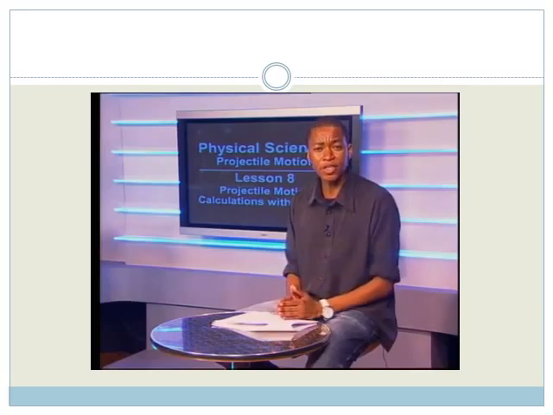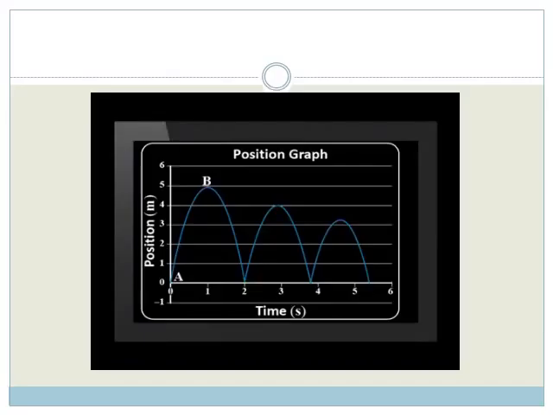We expected this answer. Look at the same interval in the position time graph. The ball moves from the ground up to 5 meters above the ground. In other words, its displacement from A to B is 5 meters upward.